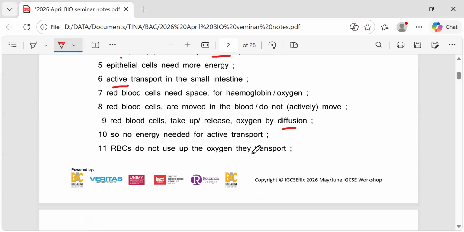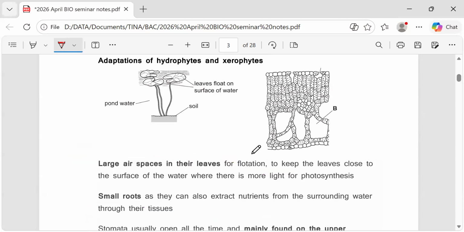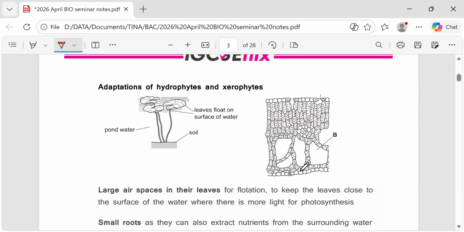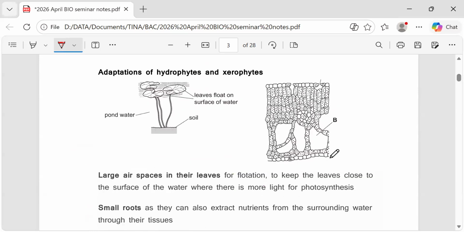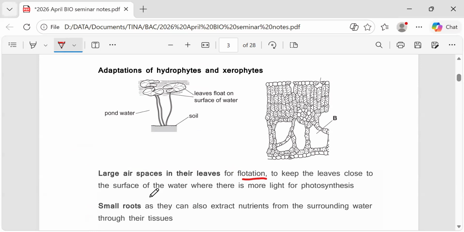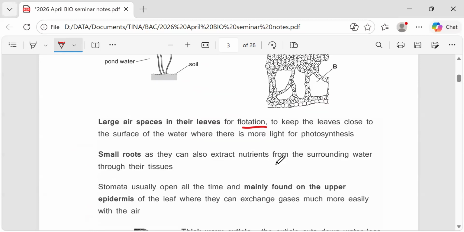Okay, this is the hydrophyte and xerophyte adaptation. So not just where the stomata are. First, hydrophytes have large air spaces for flotation, or you can say buoyancy, so that they can float. They have small roots, so they can extract nutrients from the water. Stomata are at the top, because the air is found at the top.